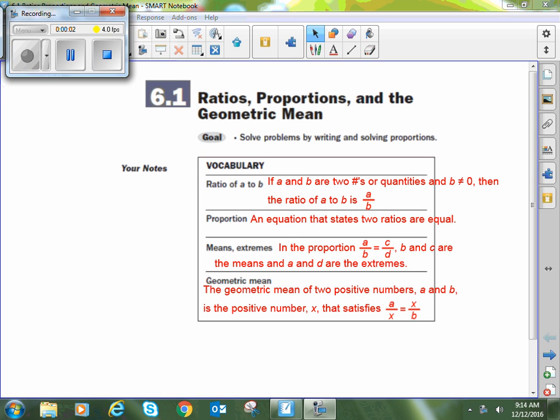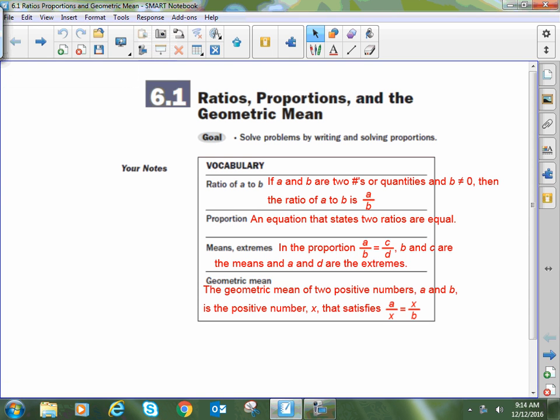Hey everybody, Mr. Piercy here, and what we're going to be talking about today is getting into similarity, proportions, and something known as geometric mean. So this topic that we're going to be looking at when we're looking at similarity, you're going to see a lot of things that are going to be recurring, and this first lesson is basically just making sure that you can set up and solve a proportion?